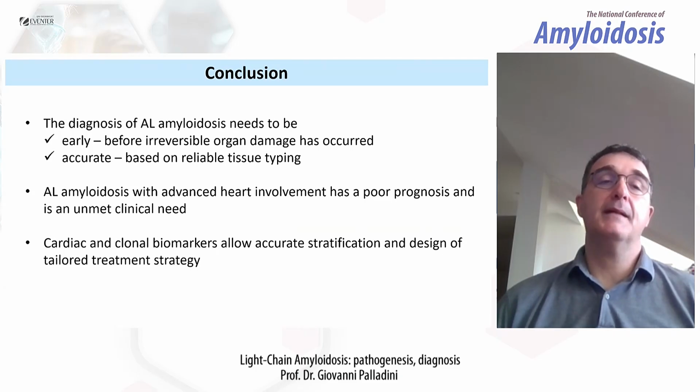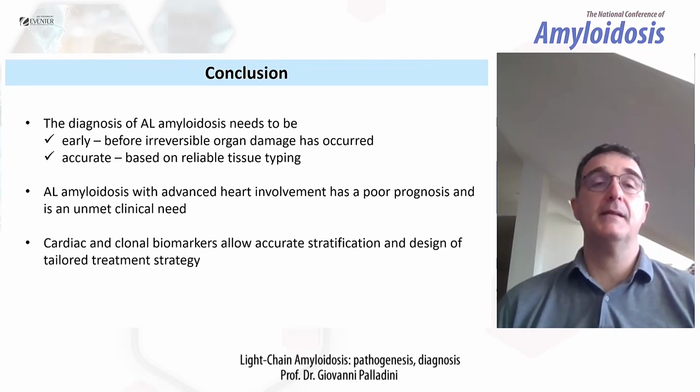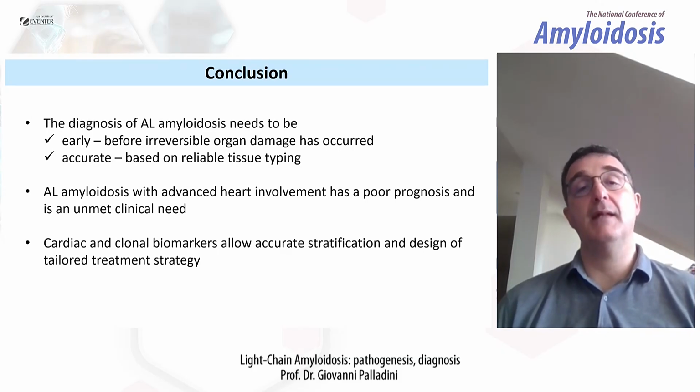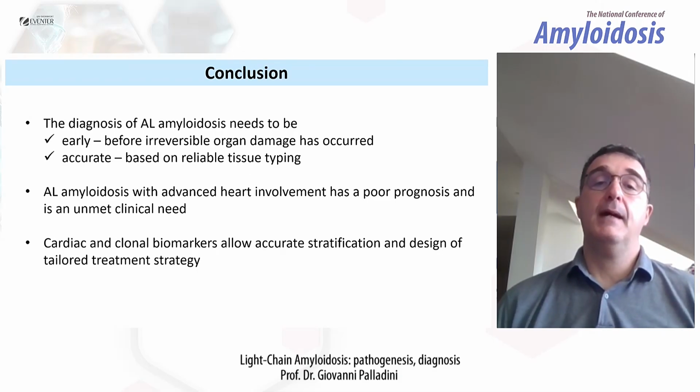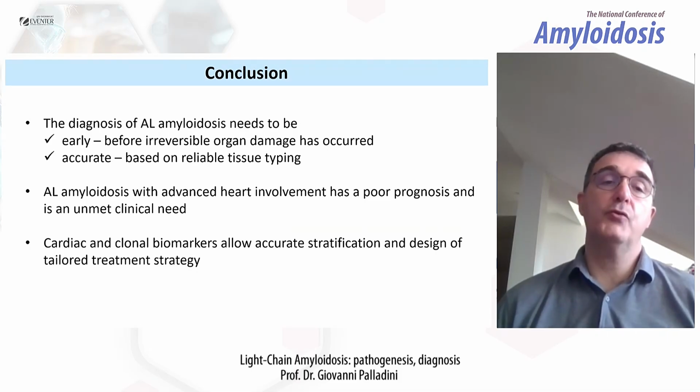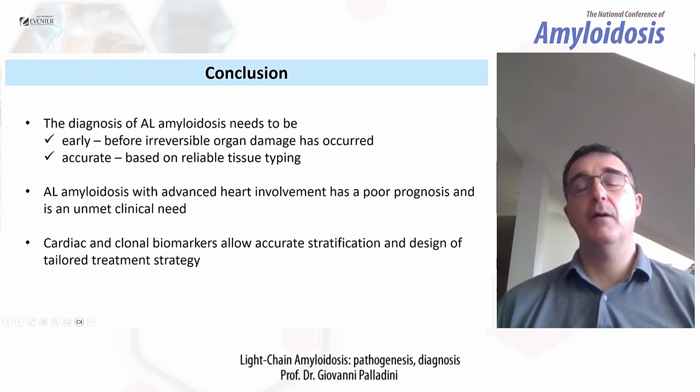I hope I made it clear that the diagnosis of AL amyloidosis needs to be early, and we can really save lives by doing this, and accurate. We can really apply the right treatment if we can do that. Networks are really important. Advanced heart involvement is still an unmet need, but we will be able to stratify these patients better, and I'm sure with improving treatment, we will find a way also for these patients.